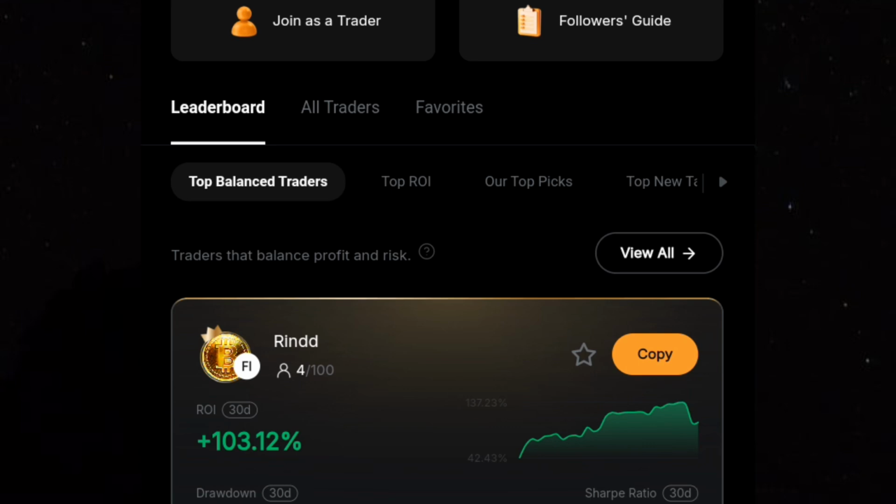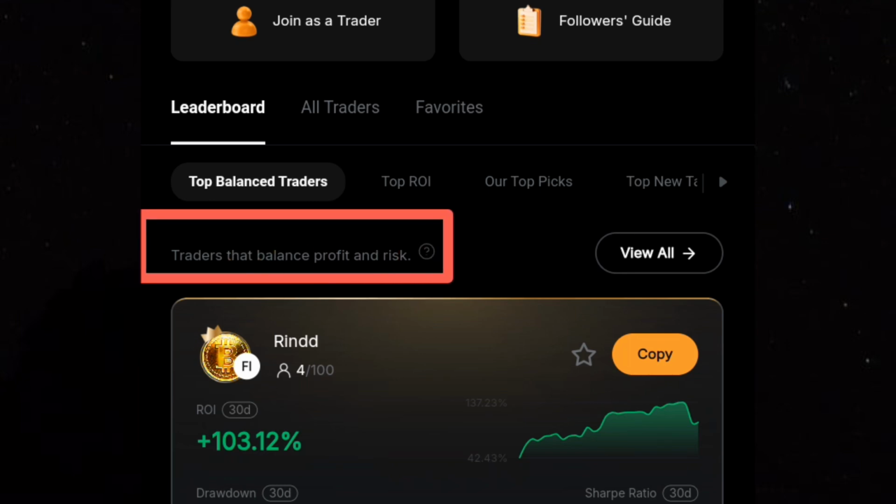So people actually make wrong choices when it comes to copy trading, because if you copy a trader that's making profit, you can also make profit. If you copy a trader that is making losses, you're going to make a lot of loss. So you have to be very careful about who you're copying in the market. Okay, so top balance trader simply means traders that have balanced risk with reward. You can see Bybit helps you explain what top balance traders are. Top balance traders are traders that balance profit and risk. These guys know what they are doing. They are balanced. They are very balanced.